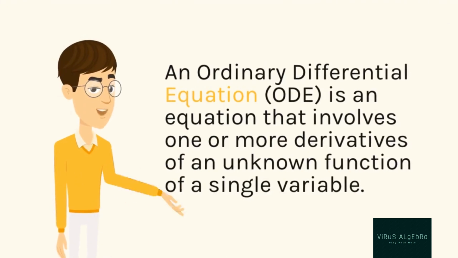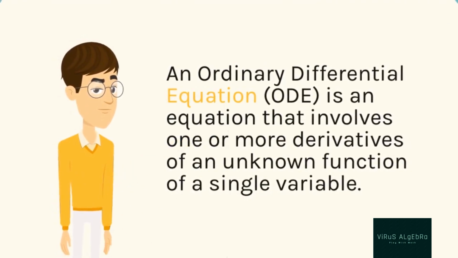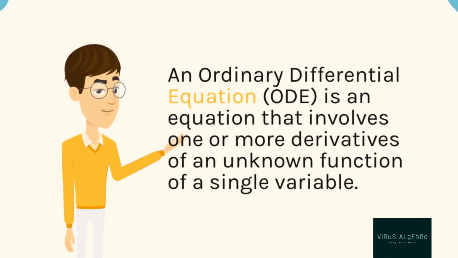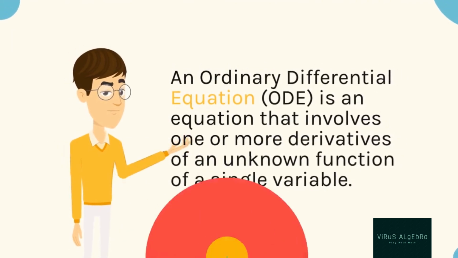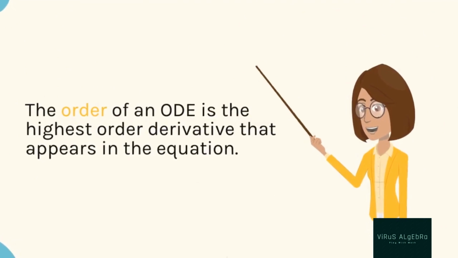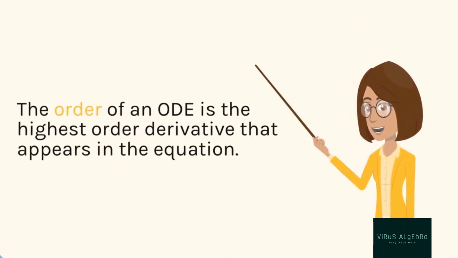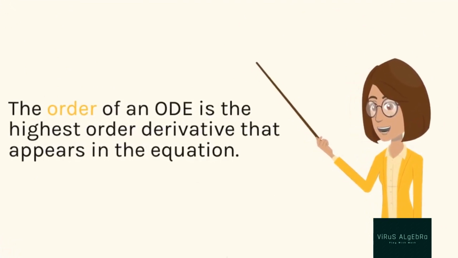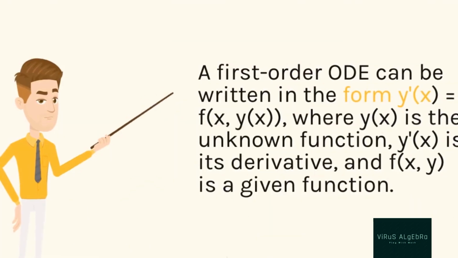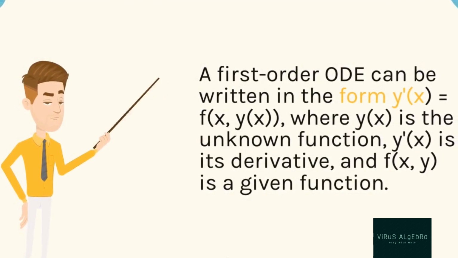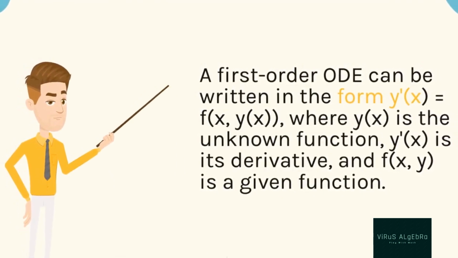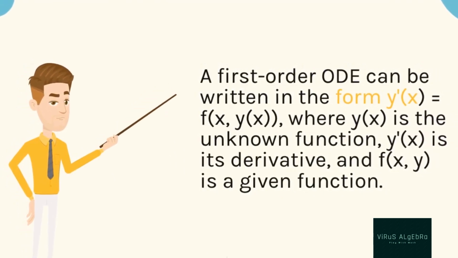An ordinary differential equation, ODE, is an equation that involves one or more derivatives of an unknown function of a single variable. The order of an ODE is the highest order derivative that appears in the equation. A first-order ODE can be written in the form y'(x) = f(x, y(x)), where y(x) is the unknown function, y'(x) is its derivative, and f(x, y) is a given function.